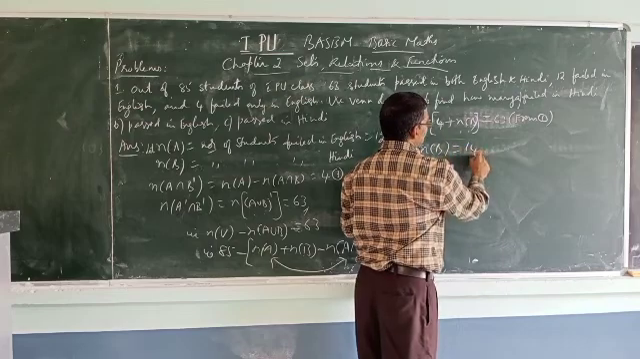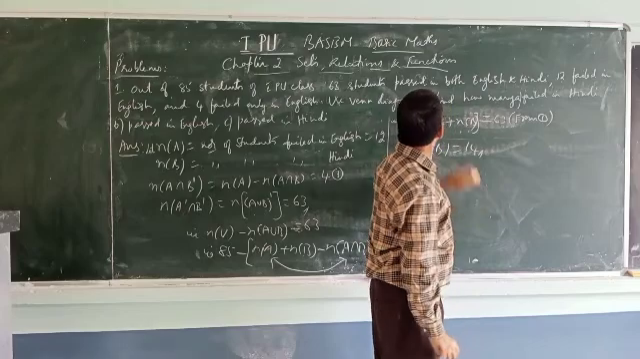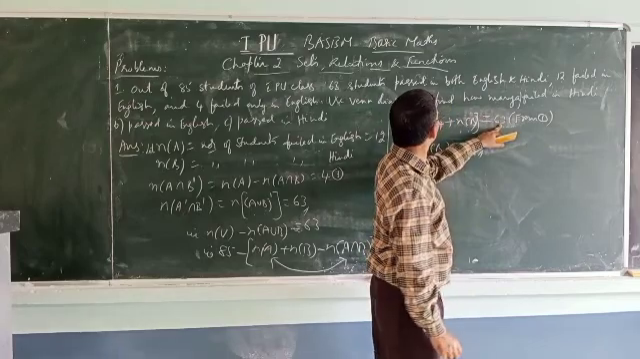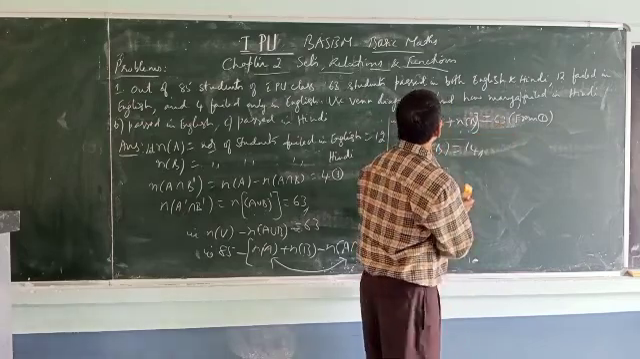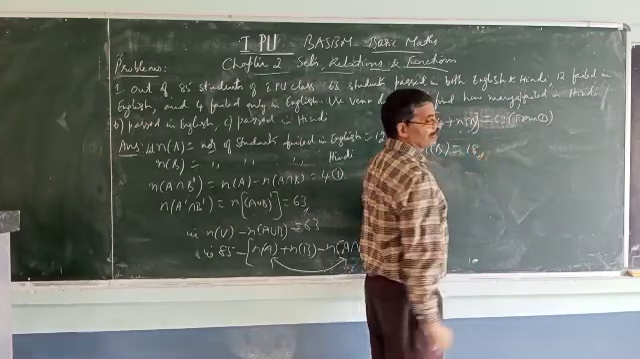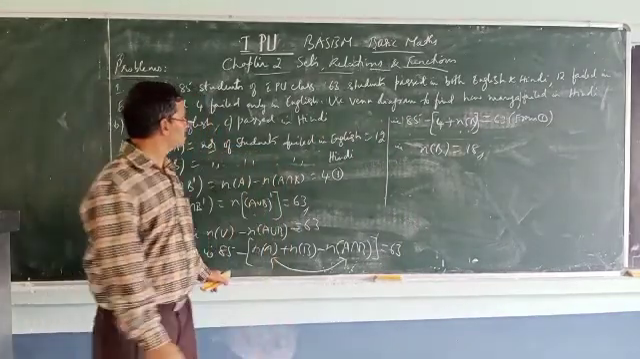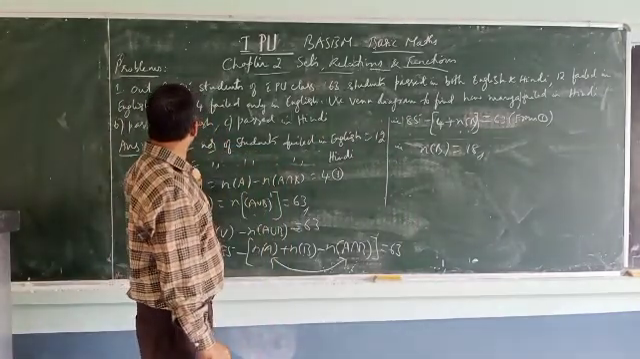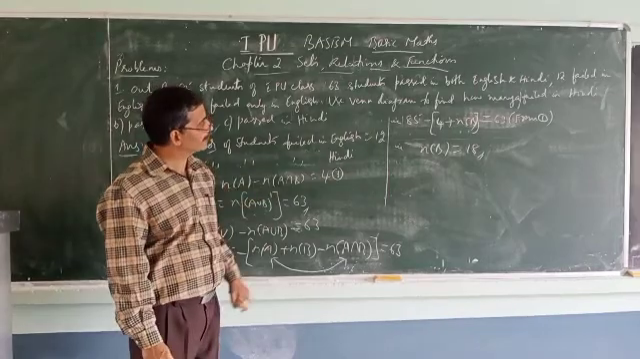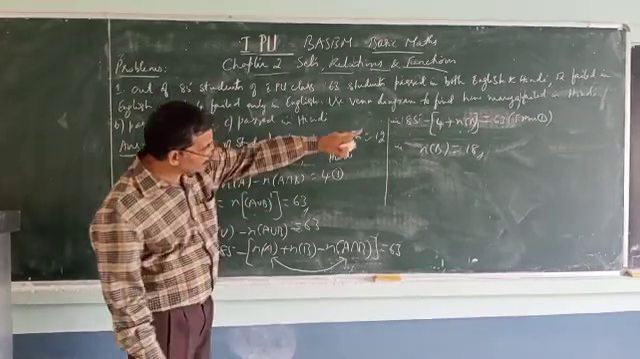Just rearrange it: 85 minus 63 is 22, 22 minus 4 is 18. This N of B is 18. What is N of B? N of B is, from here, the number of students who failed in Hindi. So I think we have got the answer for the second one: failed in Hindi.